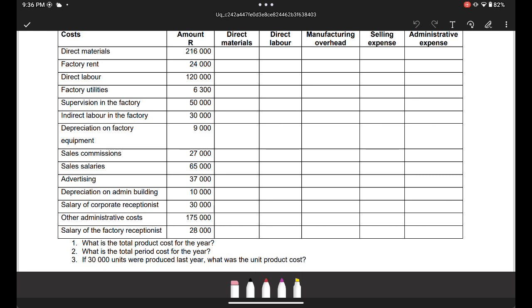The last question: you take number one's answer, which was 483,300, divided by the units produced, 30,000, which is equal to 16.11 rand, rounded off to two decimal places. And that's how you do this unseen task.